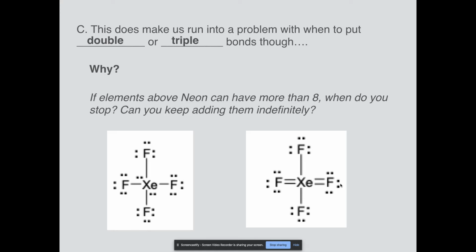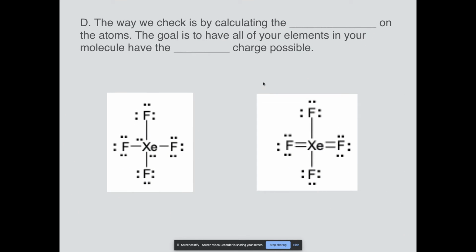They're also not following the octet rule, which would immediately mean this structure would be incomplete and also just incorrect. But let's pretend that I'm comparing these two and I want to know which one's more likely to exist in nature. So here's how we do that.